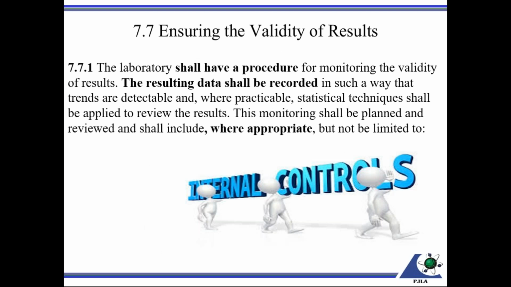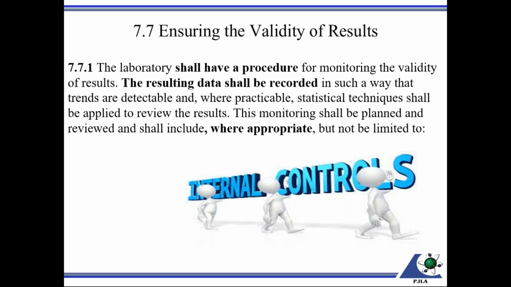So with that being said, just jumping right into the requirements. Very first requirement under Section 7.7.1: the laboratory shall have a procedure for monitoring the validity of results. The resulting data shall be recorded in such a way that trends are detectable, and where practical statistical techniques shall be applied to review the results. The monitoring shall be planned and reviewed and shall include, where appropriate, but not limited to, and we'll get to that, a listing of internal controls here.